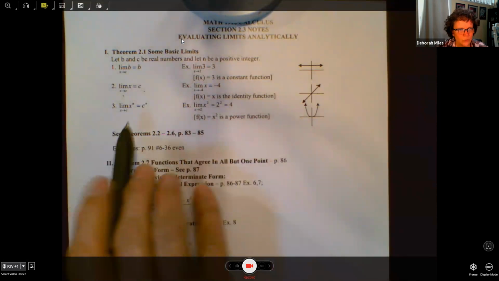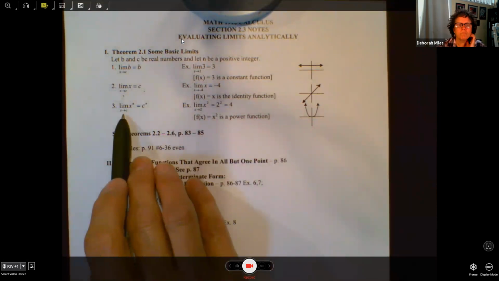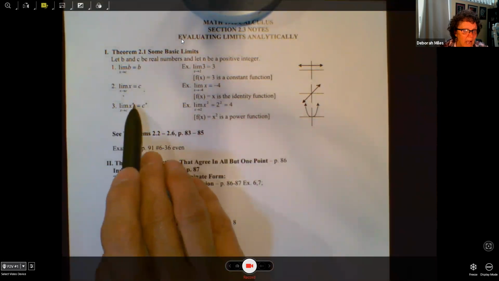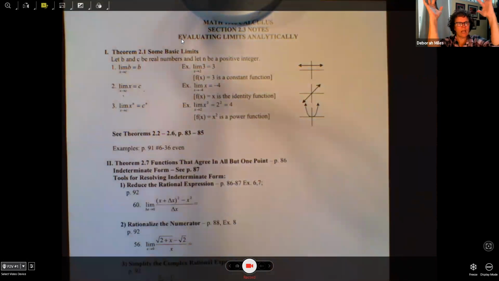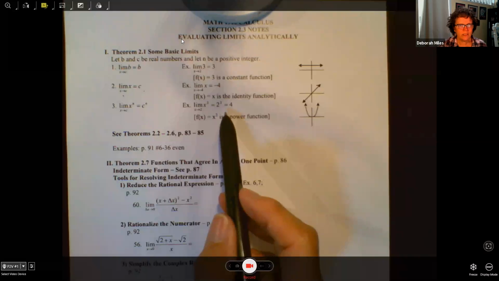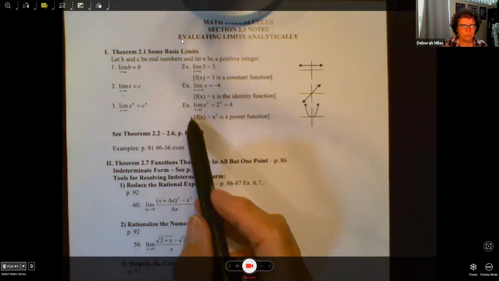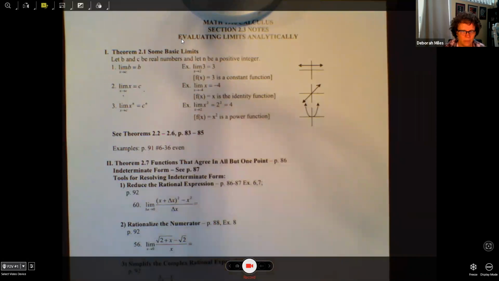And then this one is x to some power. If you just have x to some power, that's a continuous function. It either looks like x squared or -x squared or x cubed or -x cubed. It doesn't have any holes in it. Just evaluate it by direct substitution. Just put 2 in place of the x and you'll find the limit.